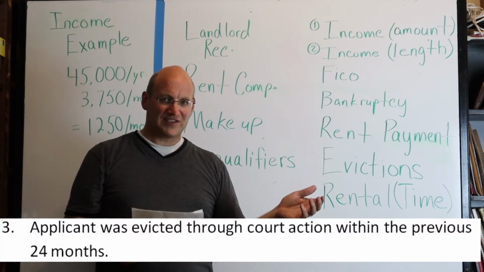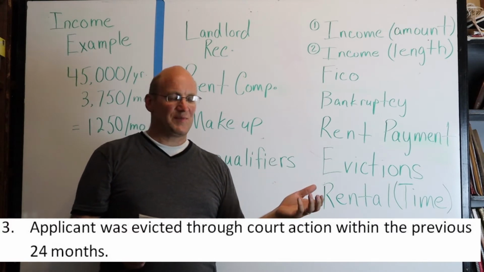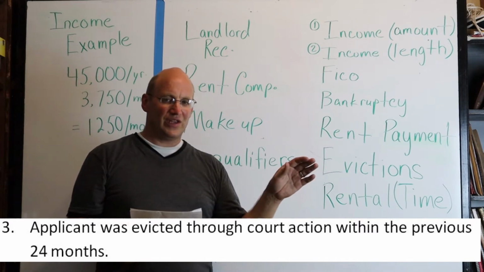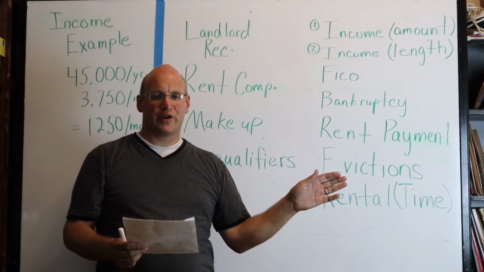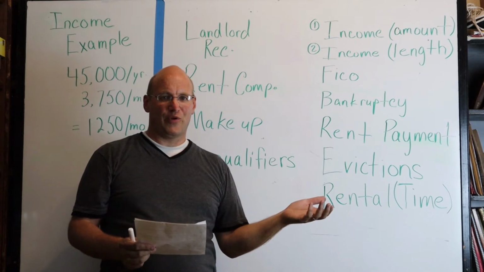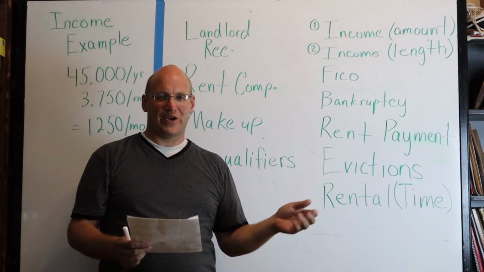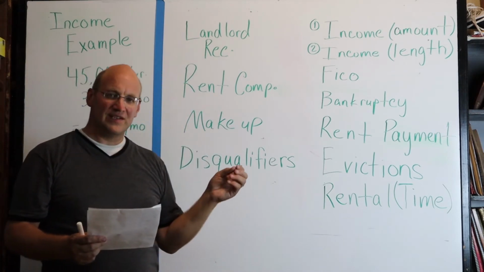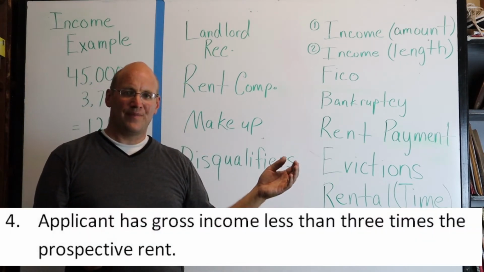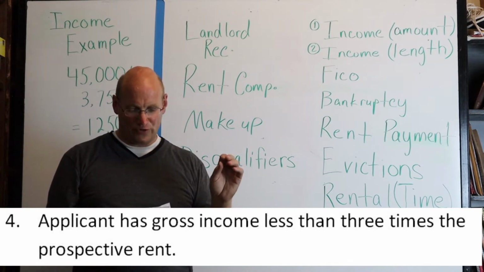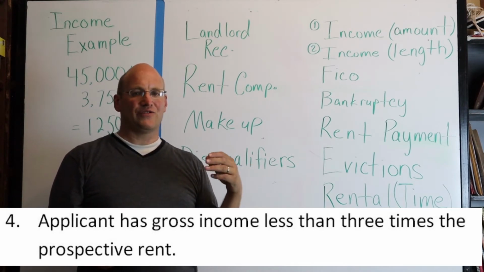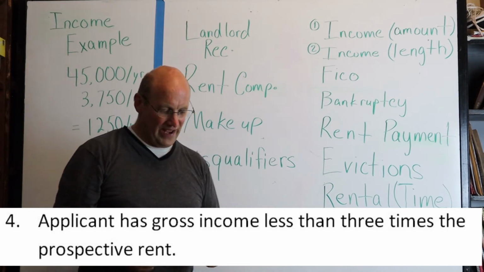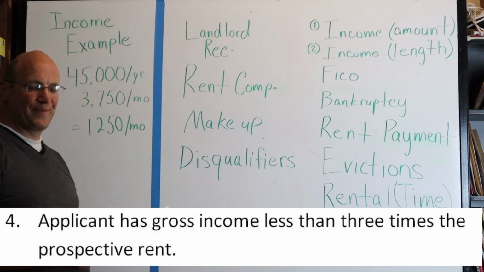An eviction in the last 24 months. A lot of times people will do lifetime eviction would be a disqualifier. And if you use this, you can do it just whatever you want. I have it in a Word document that's available, so you can change it however you want. And then, like I said, three times the income of the rent price. That's gross income. Gross is before they take out taxes, before they take out anything. So we might be disqualified on this one.